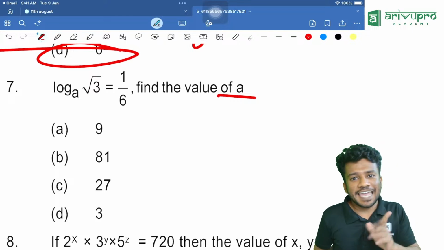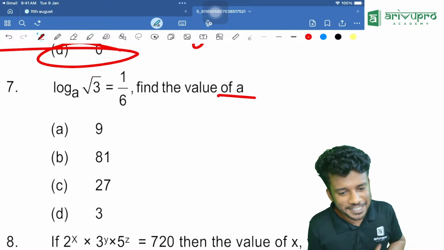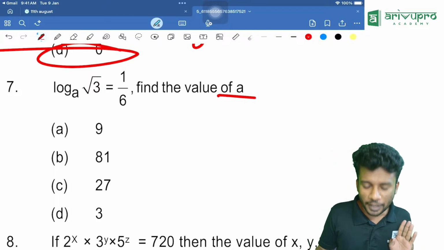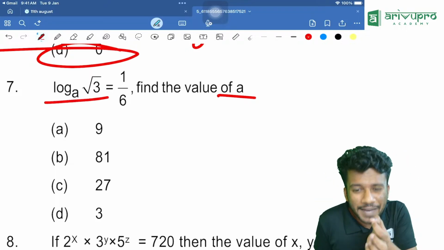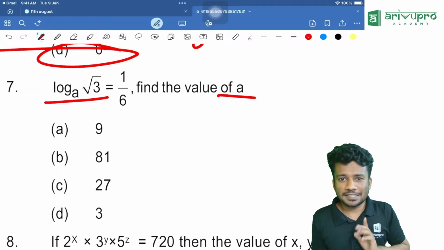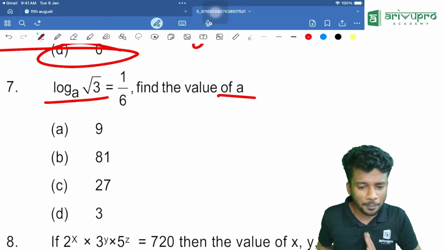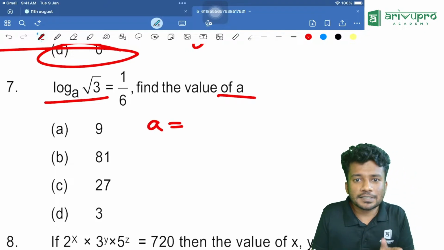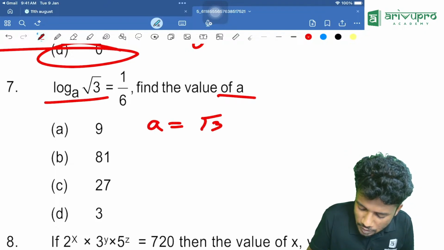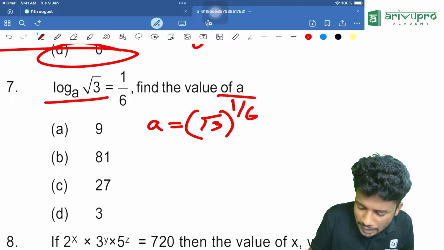Find the value of A. Another log based question, people. Basic properties of logarithm. So, what is given here? Log of root 3 to the base A is equal to how much? 1 by 6. I think we have solved the same question in our marathon. Now, here what will happen? A is nothing but, what is the answer? Root 3, the whole raised to 1 by 6.